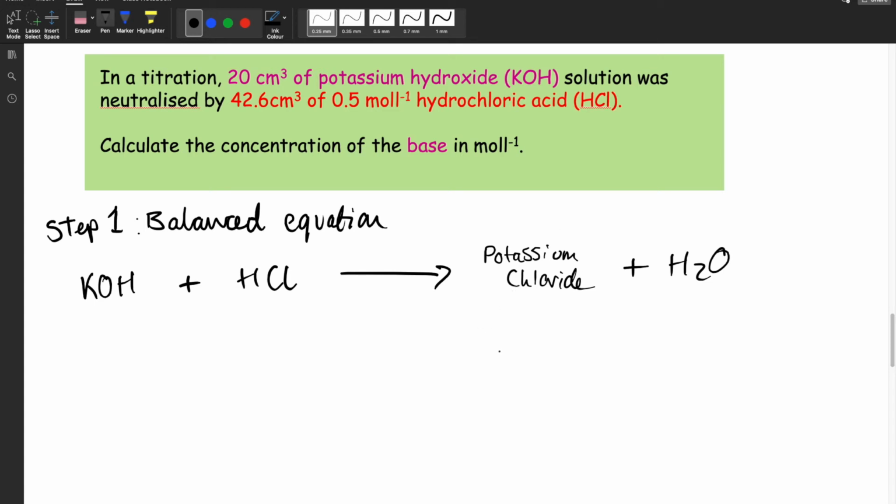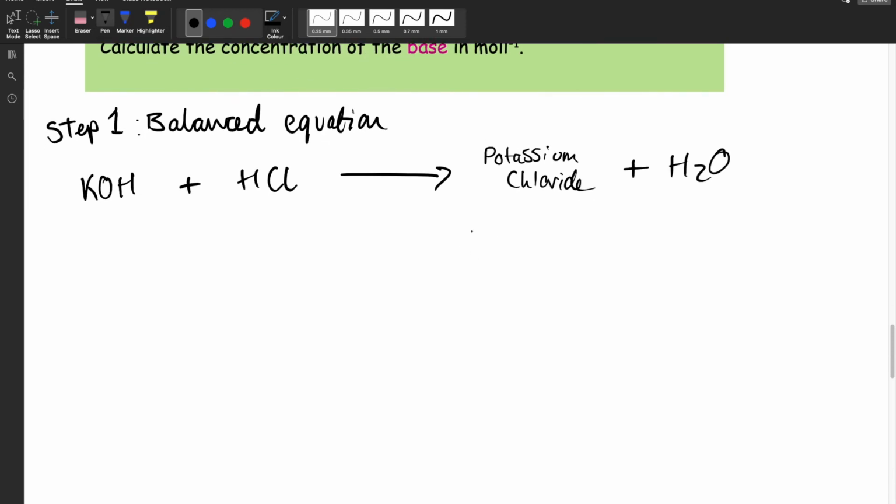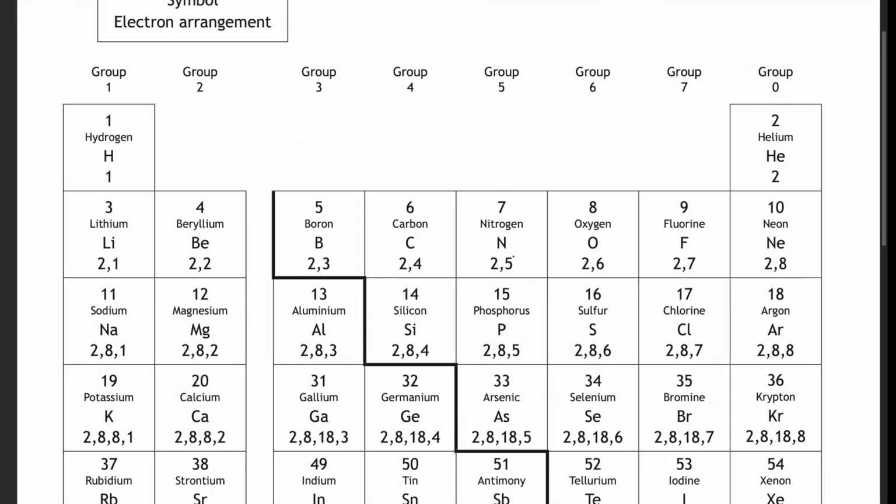So all we need to do is our SVSDF to figure out its formula. And let's do that now. SVSDF. So S stands for symbol, potassium symbol is K, chlorine symbol is Cl. The valencies, remember, you can find from the periodic table.